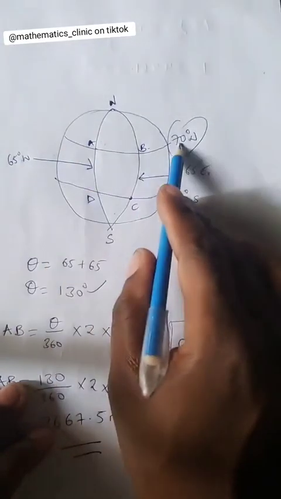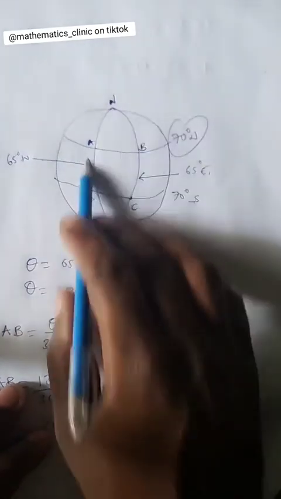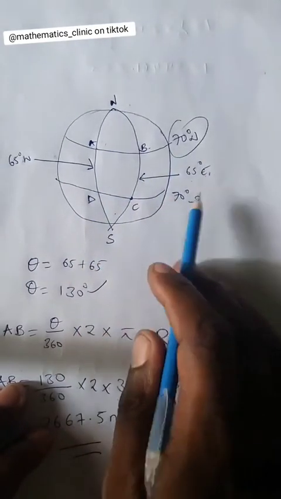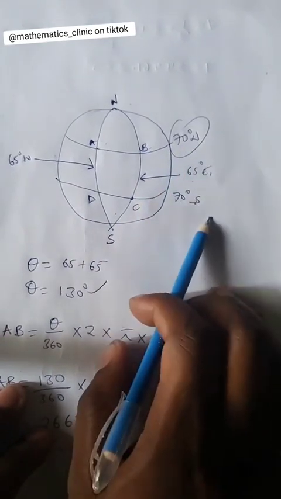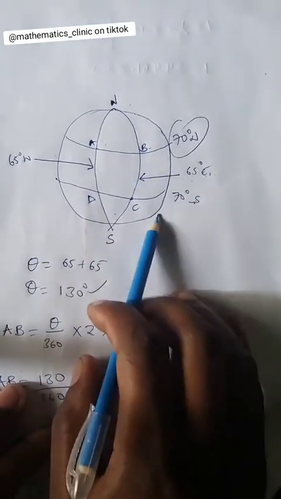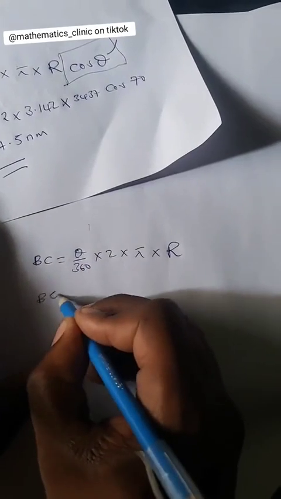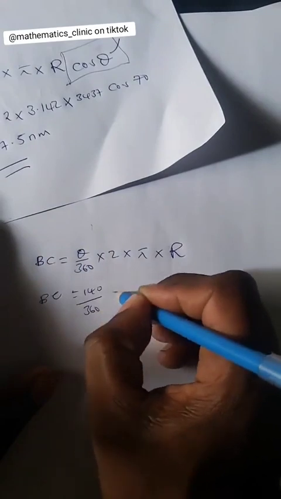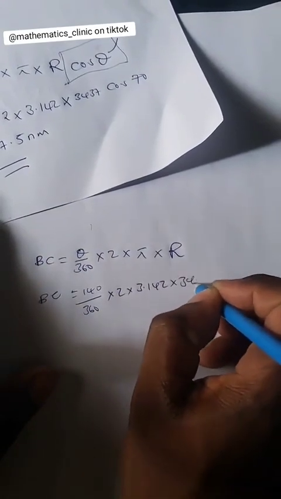When it was in the same latitude, we found the difference in longitude. This one is in the same longitude, so we find the difference in latitude. So 70 plus 70, because this one is in the northern hemisphere and this one is in the southern hemisphere, different hemispheres, so we add. 70 plus 70 is 140. So our theta is 140. BC is equal to 140 over 360 times 2 times pi, which is 3.142, times our radius, 3,437.